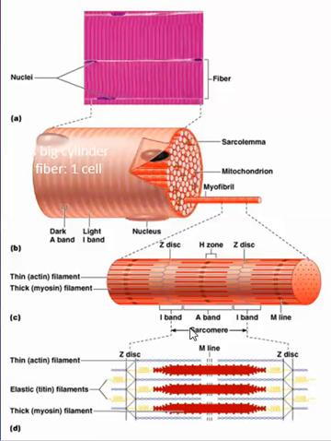And remember that the sarcomere contains the thin actin filament and the thick myosin filament. And this is what helps the muscle to move, by the way they slide against each other.